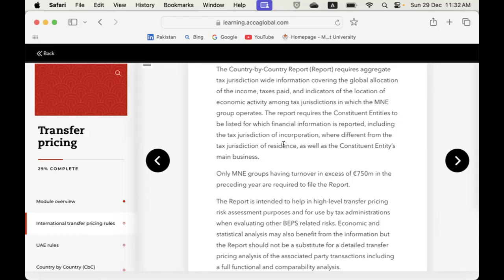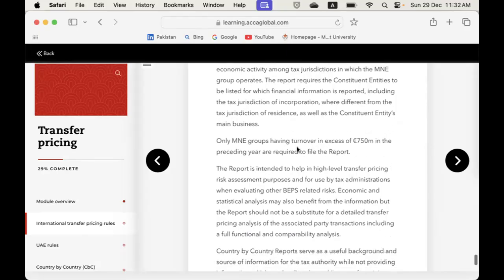That Qatari company will be seen as a tax resident of UAE, and that company will be subject to registration with the Federal Tax Authority in UAE. Mr. Nozer, did you know that? No? So this is called place of effective management. Okay.